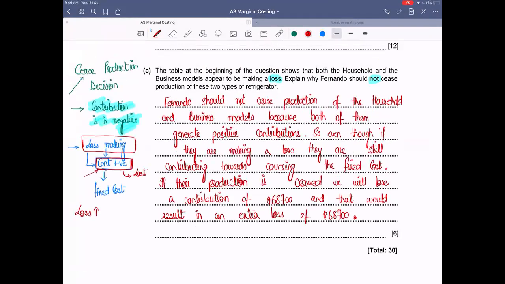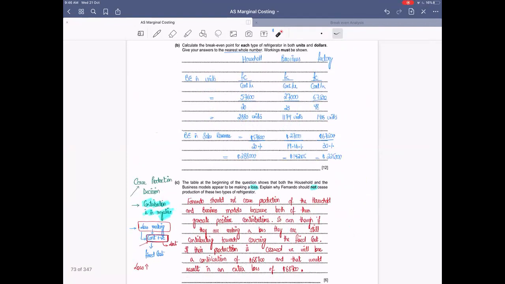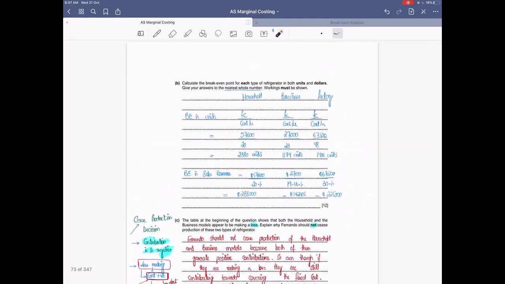And please remember, the only time you cease production of a product is if the contribution is in negative. Agar contribution positive hai, to aap band nahin karoge. Agar contribution negative hai, to aap uski production band kar doge. That's how you take the decision. So you guys may copy this as well, or you could very well take a screenshot. Agar ye copy nahi kiya, iska screenshot le lo.